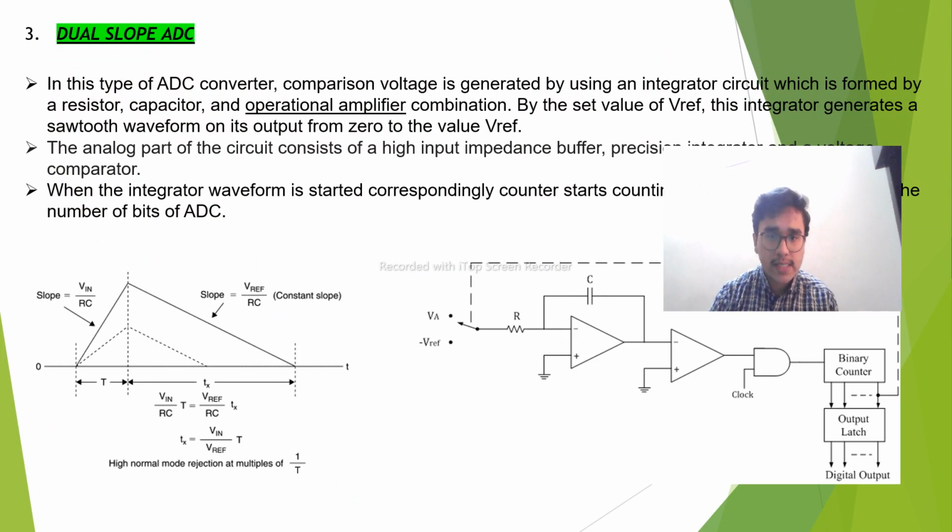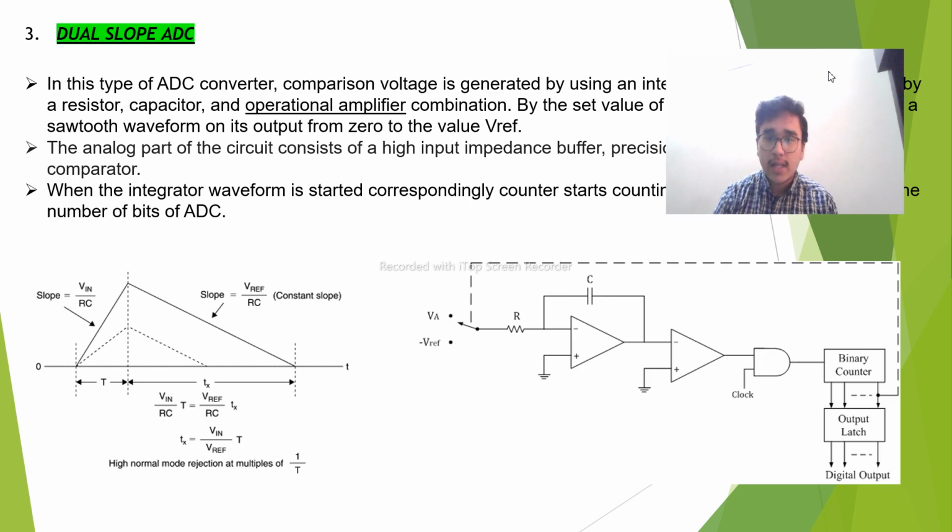Dual slope ADC is a converter in which the comparison of the voltage is generated by using an integrator circuit. Here, you can see the first comparator with the capacitor over it. This portion is called the integrator, and the next comparator is for comparing the input voltage with the ground, you can see here.